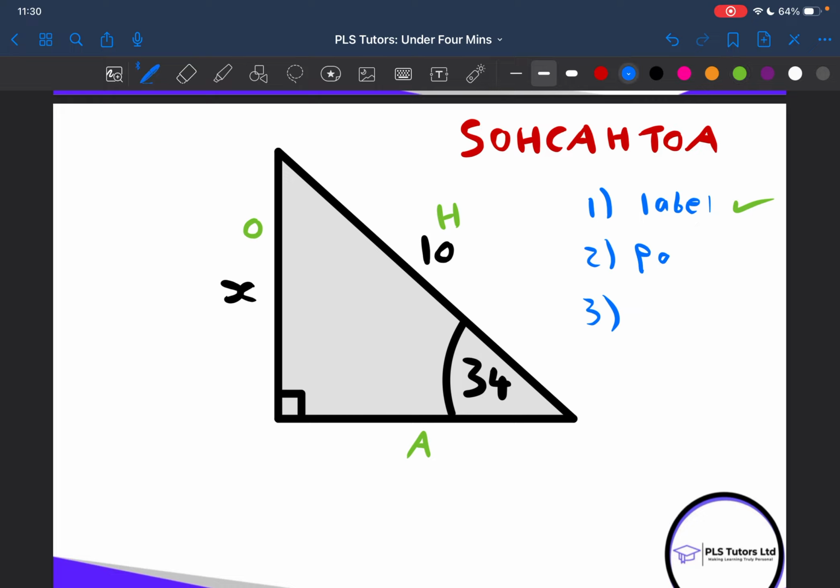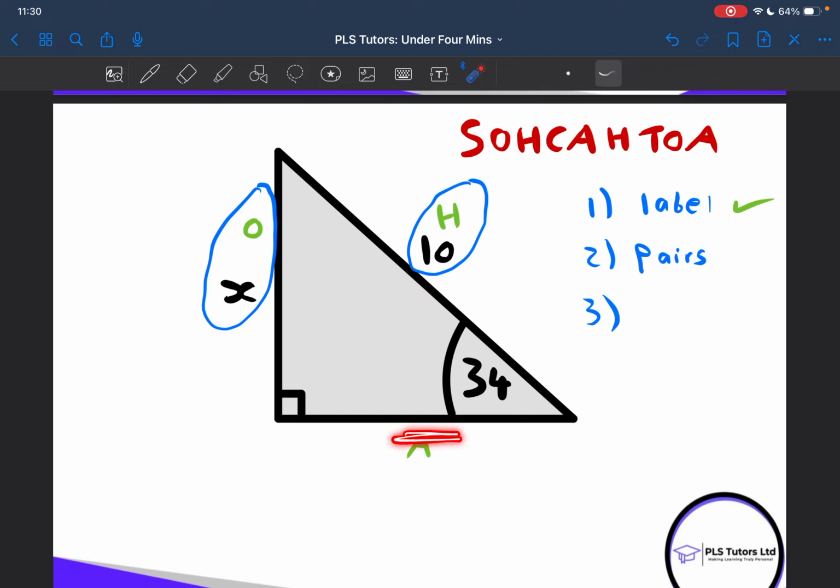Step number 2 is you want to put your sides into pairs. So for example, O and X are in a pair, H and 10 are in a pair, but A doesn't have a pair. So we go to SOHCAHTOA, and because O and H have pairs, we're looking for which part of SOHCAHTOA has O and H. And obviously it's going to be SO, it's going to be SOH. Okay, so we've used our pairs to decide which one we're doing.